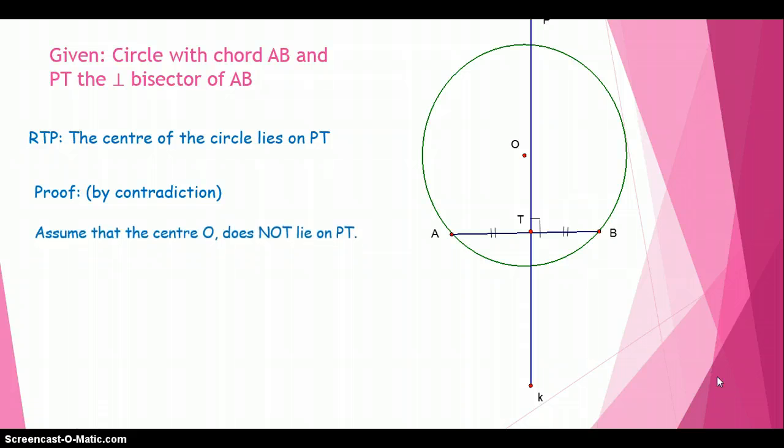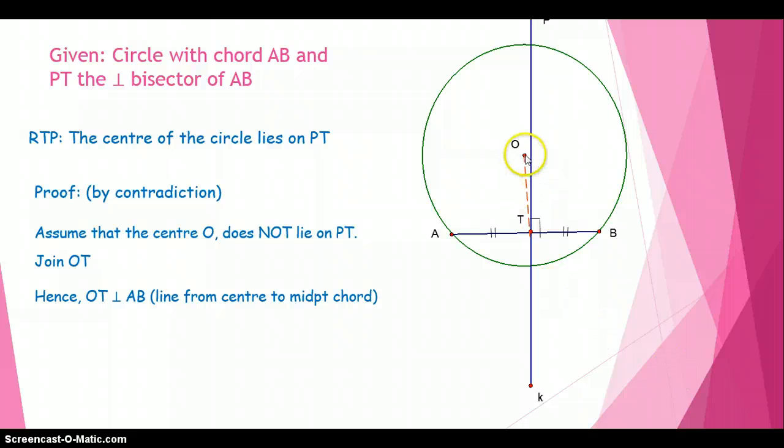Assume that the center O does not lie on PT, and you will notice that the center O is drawn like that. There's PT and O is not on it. We join OT together. Right, as a result, OT is perpendicular to AB. We've gone line from the center to the midpoint of a chord, and so OT must be perpendicular to AB via our theorem, line from center to midpoint of the chord.